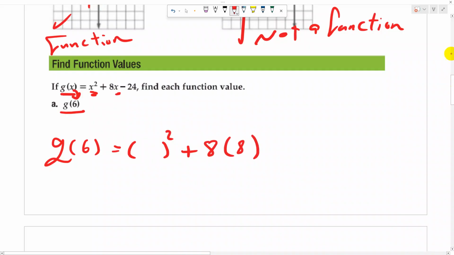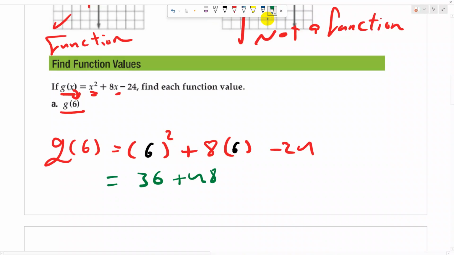And this one is 8, and then empty bracket minus 24, and the number that we need to substitute is 6, so it will be 6 squared plus 8 times 6, and you will just need to calculate the answer. So this one will be 36 plus 48 minus 24, which is 36 plus 24, so it will be 60.